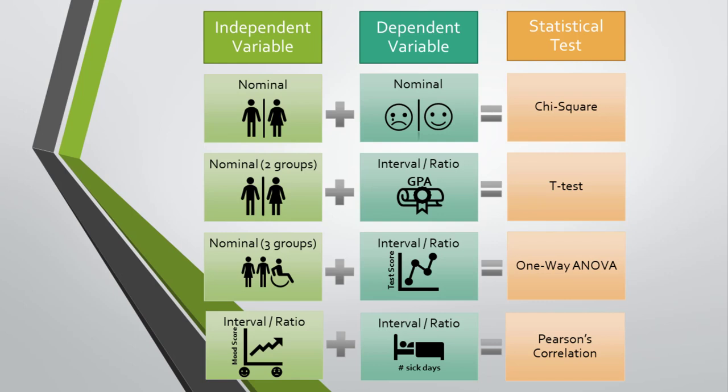For example, if you have a nominal independent variable and a nominal dependent variable, then the chi-square test should work for you. On the other hand, if your independent and dependent variables are both interval ratio data, then consider running Pearson's correlation. A few final notes on statistical treatment.